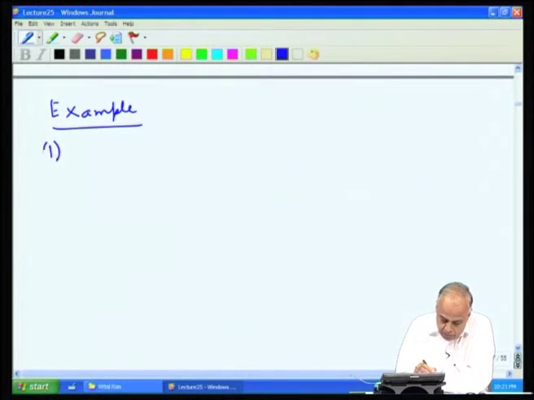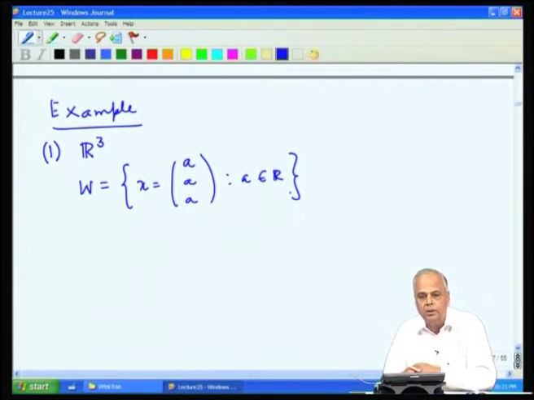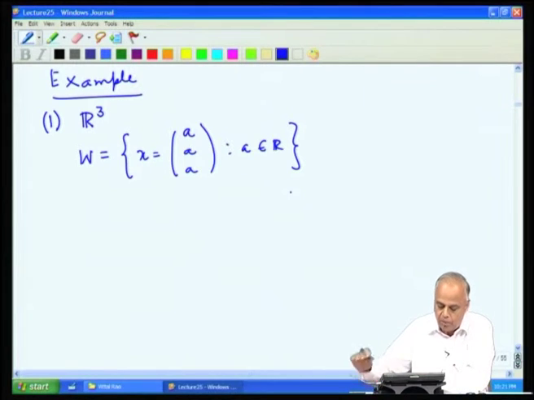Let us look at R^3 and consider the subspace of all those vectors which are of the form (a, a, a), where a is any real number. In other words, it consists of all those vectors where every one of its components is equal to the other. So, this is along the line (1, 1, 1). Now, consider this space, and then it is easy to check that it is a subspace.